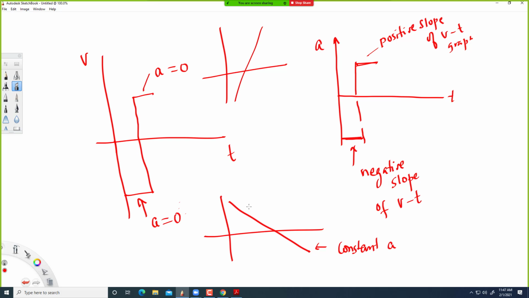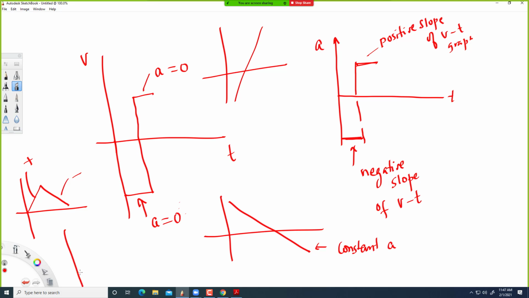It cannot be D because the first part has positive slope. Okay, so here this is positive slope. That means acceleration is positive, and this one is negative, which is not what we see here. So we have negative and positive, but here we have positive and negative.